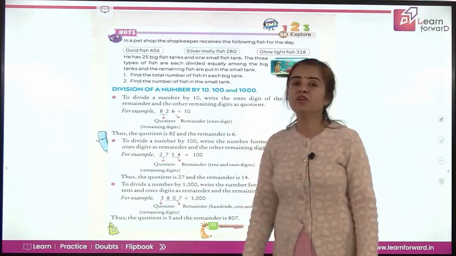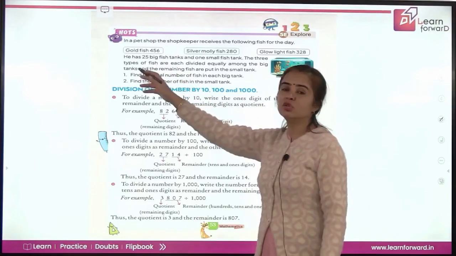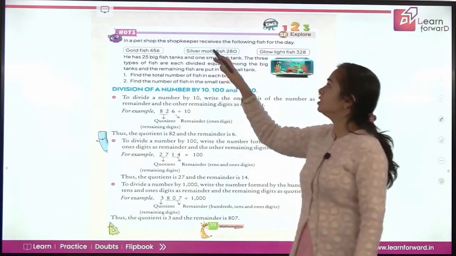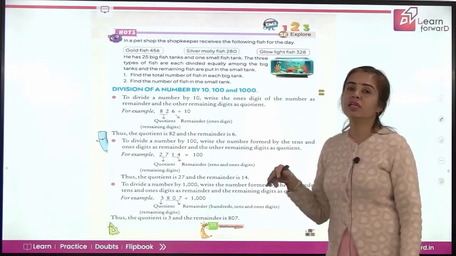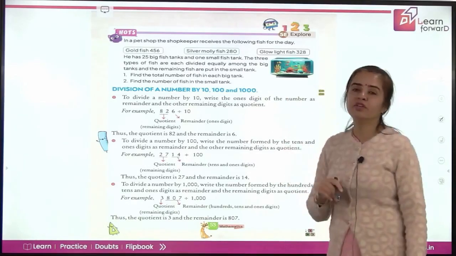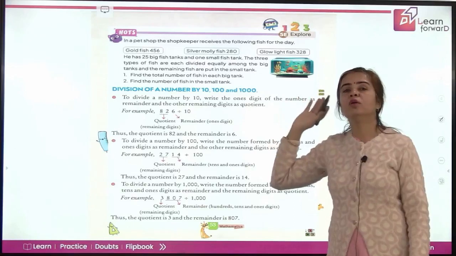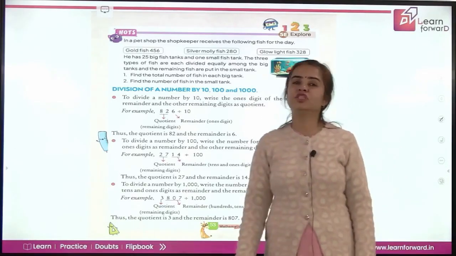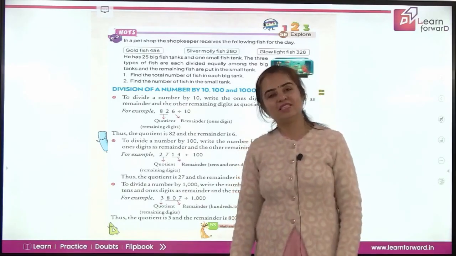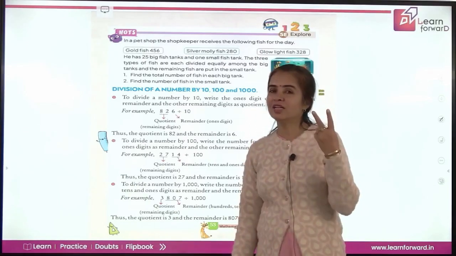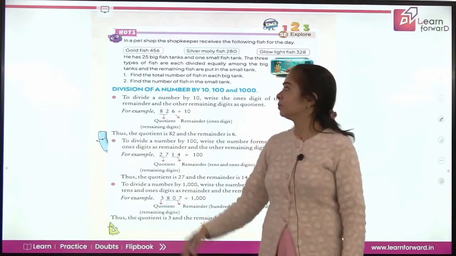Because the quotient will mean how many goldfish you put in each tank, how many silvery molly fish you put in each tank, and how many glow light fish you put in each tank. So, when you add them all, you will get to know the total number of fish that you put in each tank. So, 2 things to do, remember, right?